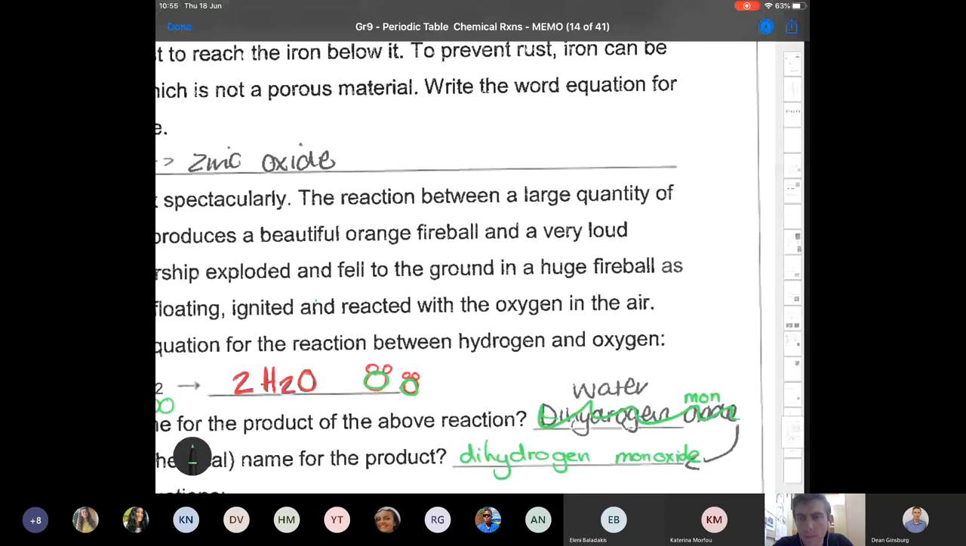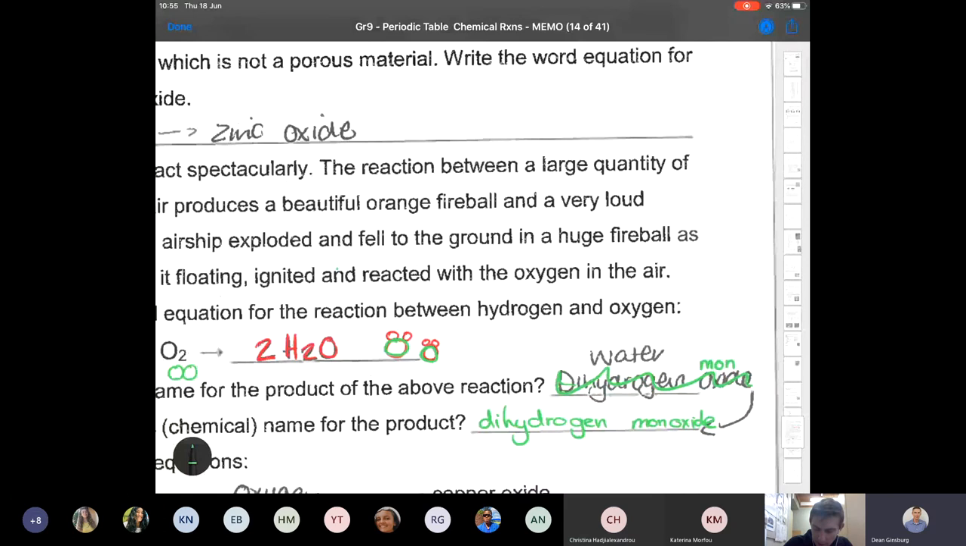Christina? Yes, sir. Okay. So if you're going to make copper oxide, what reactants would you need? Copper and oxygen. Good. So copper plus oxygen will give us copper oxide. Pick another person to do the next one, please.